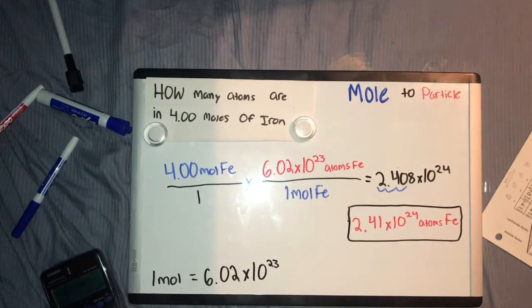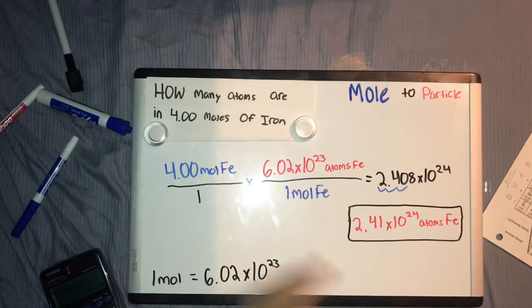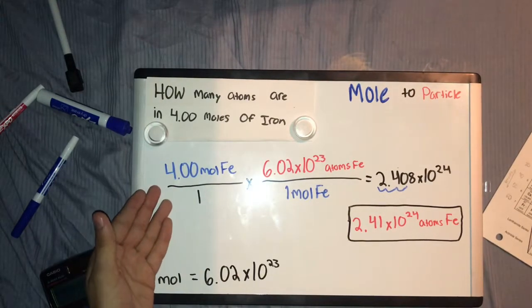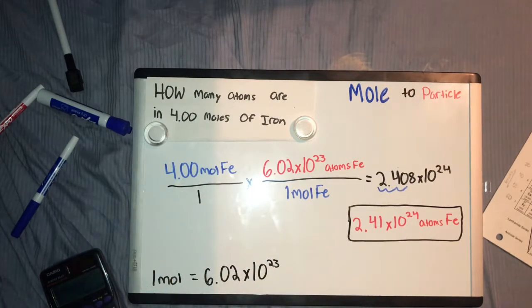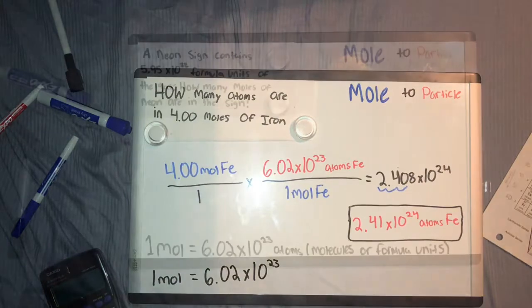Alright, so basically what this says is in 4 moles of iron, there are 2.41 times 10 to the 24th atoms in 4 moles of iron. Let's take a look at another one.